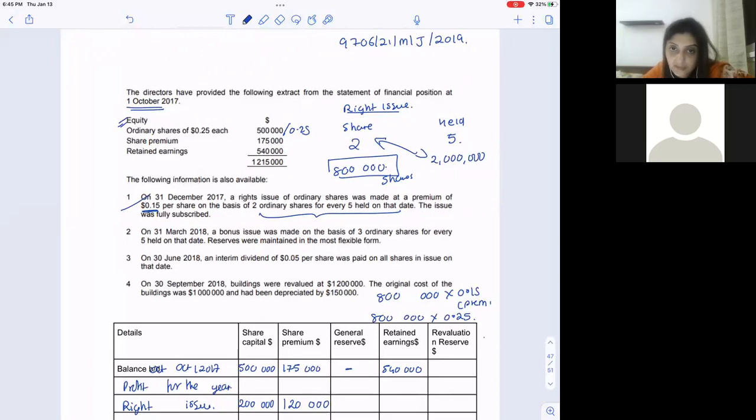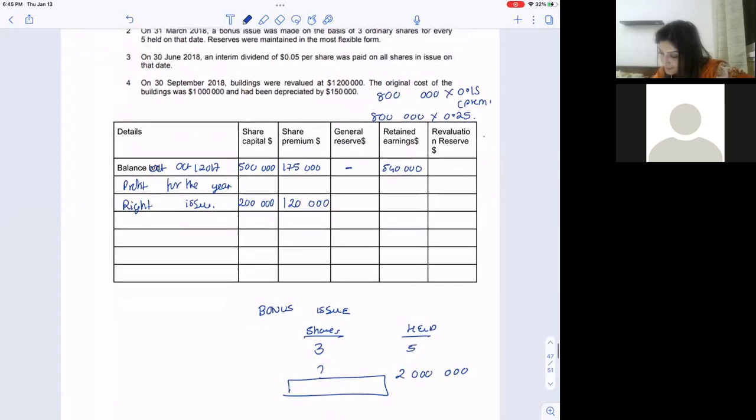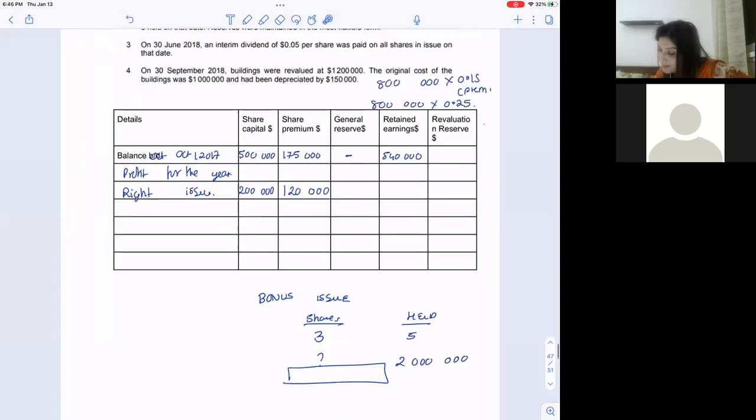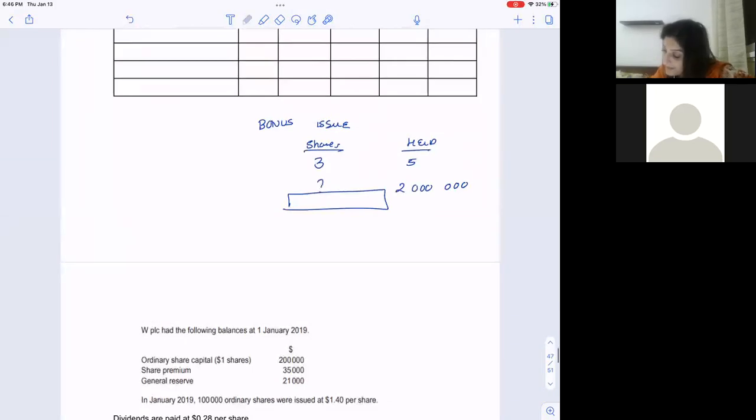I have 2 million plus another... Plus another, how many shares did we give in the rights issue? 200,000. Sorry, 800,000. So I have 2 million and plus another 800,000 shares.